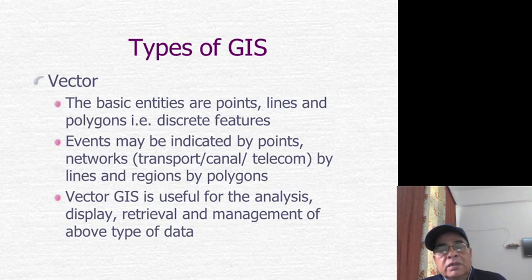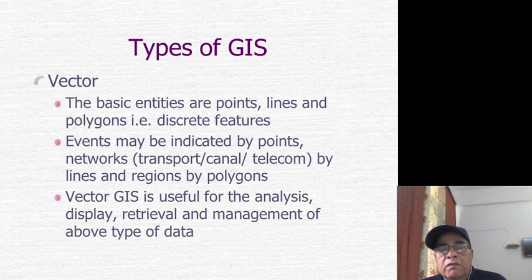When we talk about the data types in GIS, we say that data in GIS is of two types. One is vector data, another is raster data. When we talk about vector data, we say the data is represented in the form of point, line or polygon, or these are discrete features. So these we call vector data. If we have any map in which all the features are represented in this form, then we say that it is a vector map.